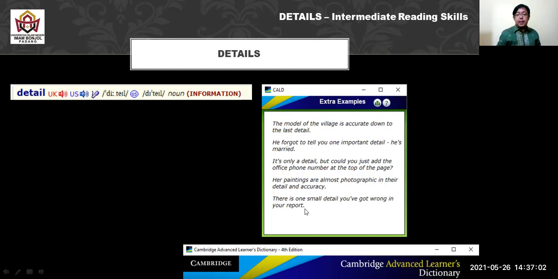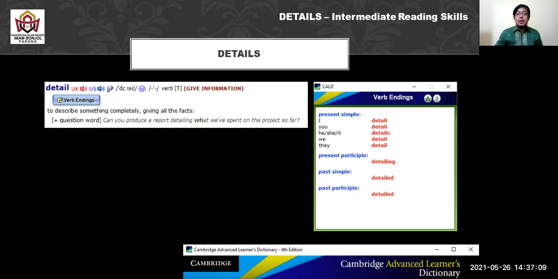Nah, ini contoh dari beberapa kosakata yang menggunakan kata details. Boleh silakan dipilih. Details yang dalam bentuk kata kerja. Nah, ingat kalau tadi adalah kata benda, sekarang adalah kata kerja. Kata kerja, remember, kata kerja. Ini kan kerja nih. Nah, kata kerja adalah kosakata yang menunjukkan aktivitas tertentu. Kalau sebagai kata kerja, kata detail artinya to describe something completely, giving all the facts.